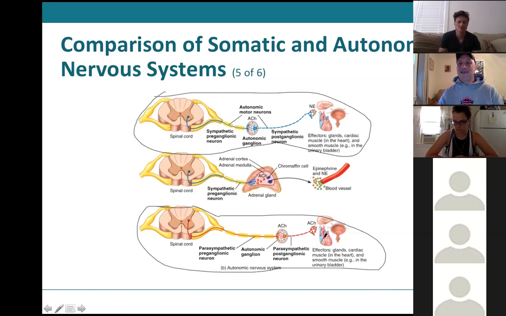Where they are different is that the postganglionic autonomic neuron exocytoses two distinctly different neurotransmitters. And those neurotransmitters will bind the receptors that are found on these target tissues. And that's the basis of that antagonistic response.